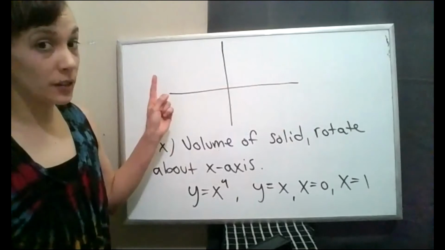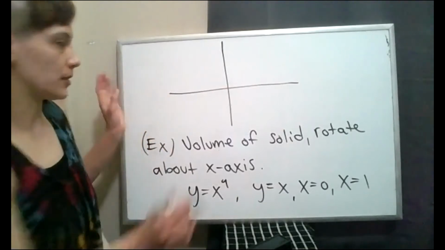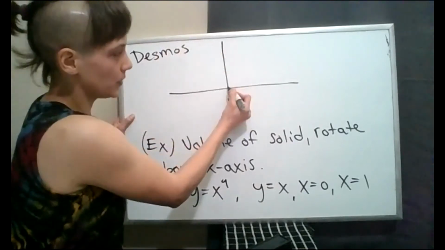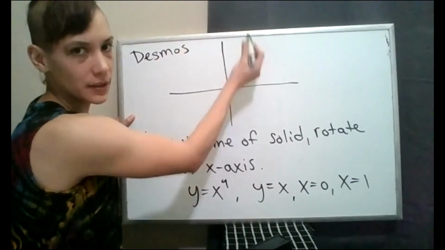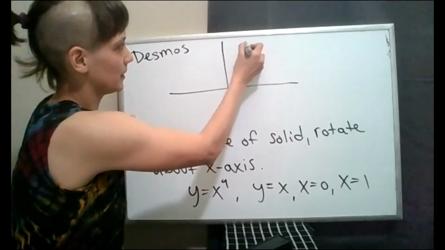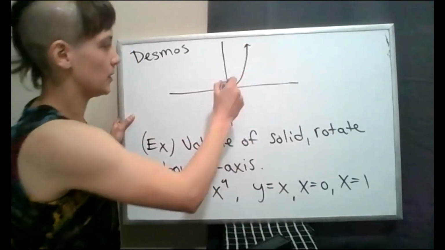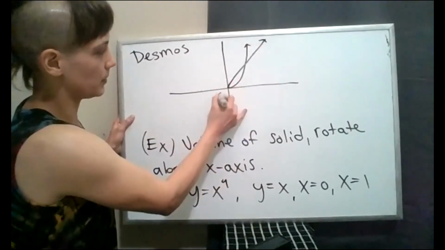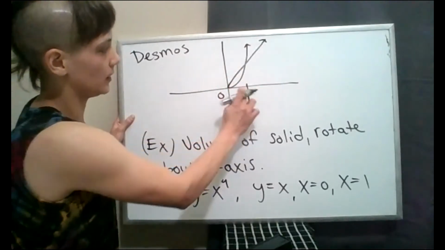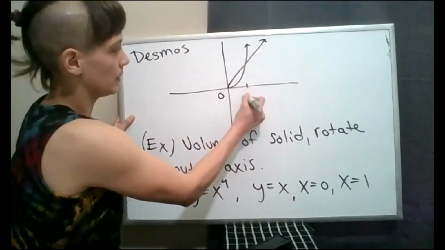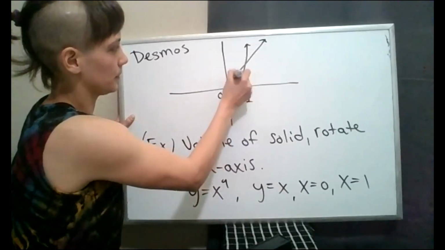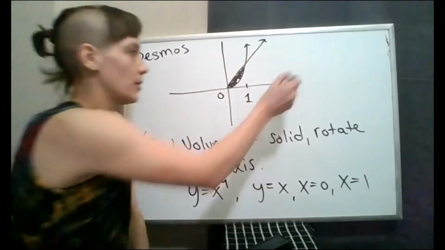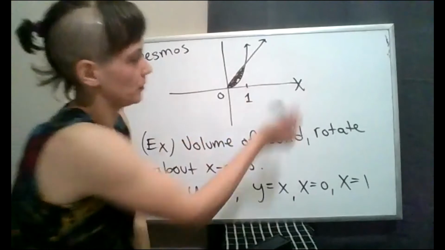So I suggest that you use Desmos to check out what your graphs look like. x to the fourth is a bit flat, but it kind of looks like a parabola. y equals x is a straight line. We're going from 0 over to 1. We're going to go around.